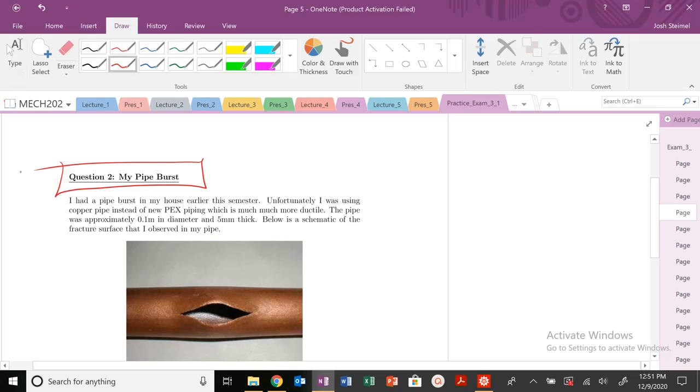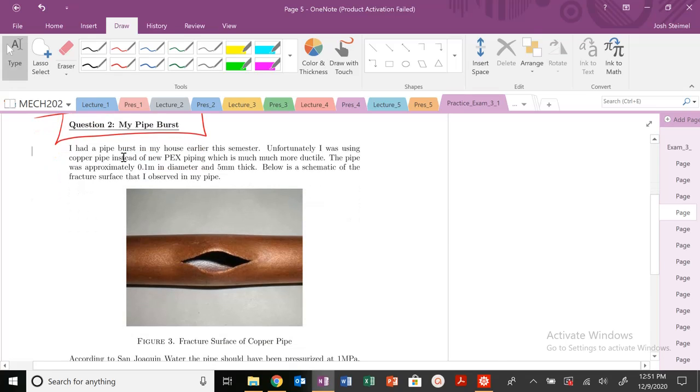Problem on our exam, which is my pipe burst. So I had a pipe burst in my house early this semester. I was using copper pipe instead of my new PEX polymer piping. I know, really bad for my polymer course. I need PEX piping, but it's a little bit expensive.